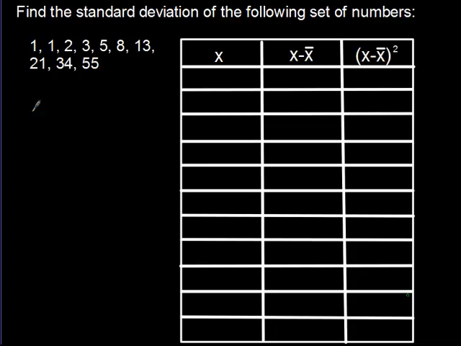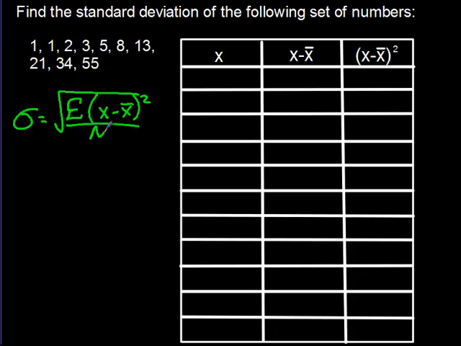To find standard deviation, we have this nice, really pretty formula. It looks like this. Standard deviation equals the square root of sigma of the quantity x minus x bar squared all over n. Now you're going to say, what? How do I do this?